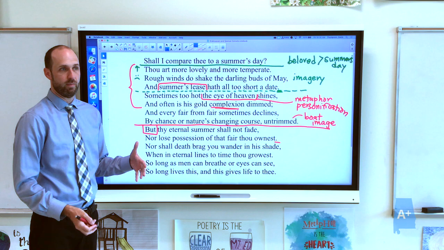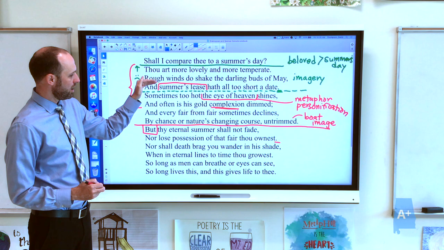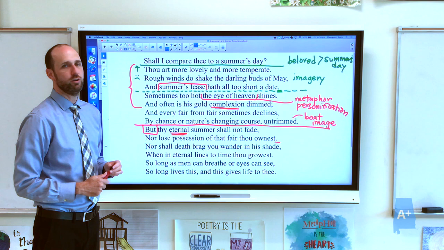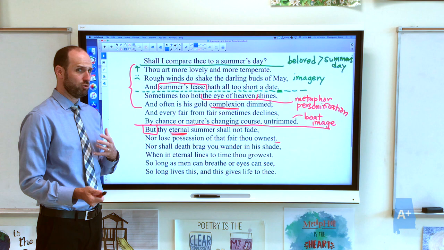He uses the idea of her beauty, he sort of metaphorizes it, into an eternal summer. And eternal is an important word in the poem. He says, "But thy eternal summer shall not fade," and you will never lose the possession of the beauty you own. And that makes us raise our eyebrow a little bit. We're like, but you can't trim the speed of time, and so how are you going to keep your beauty?